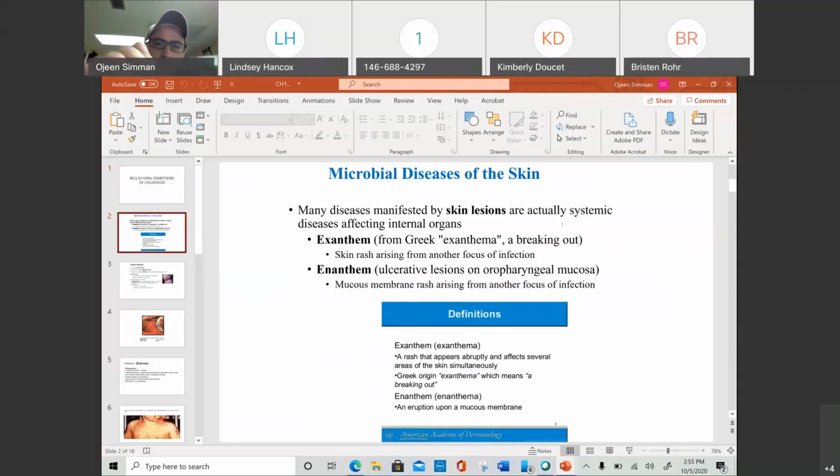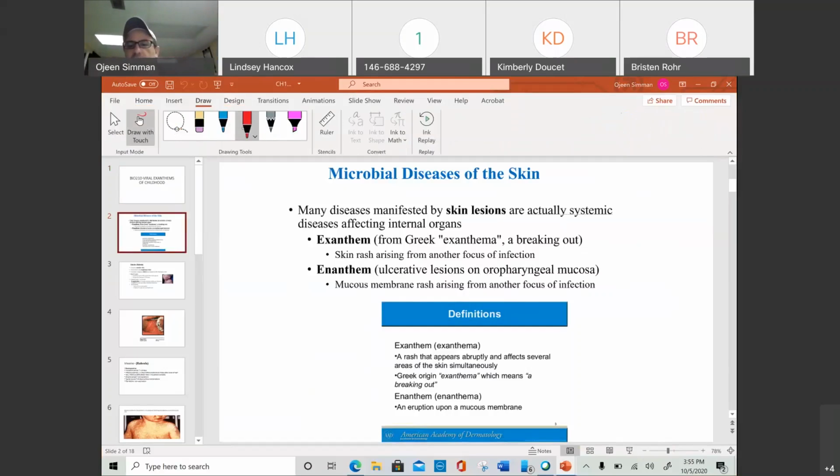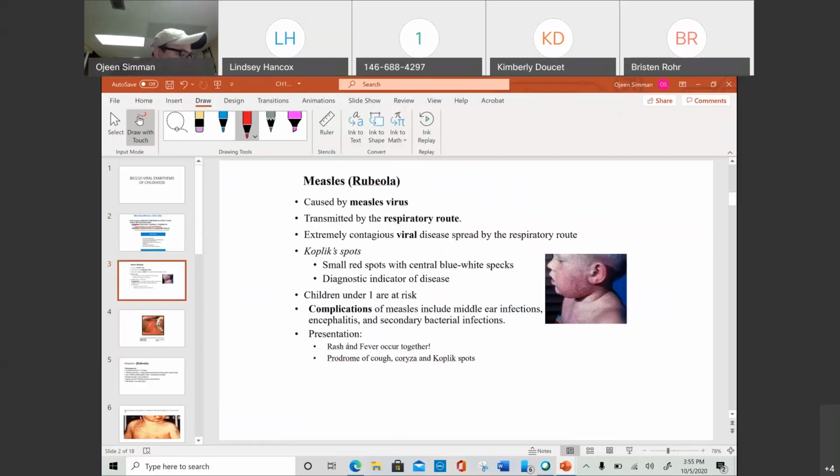Okay, so an exanthem basically means a skin rash that arises from an area of an infection. And an enanthem is an ulcerative lesion, usually located on the oropharyngeal mucosa.